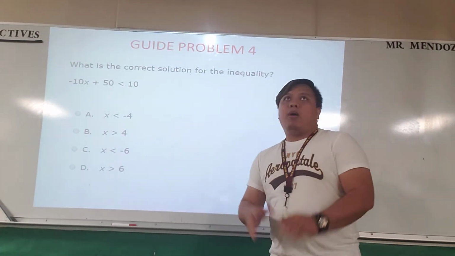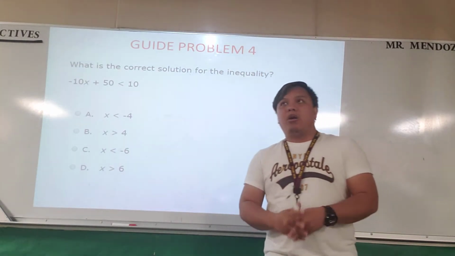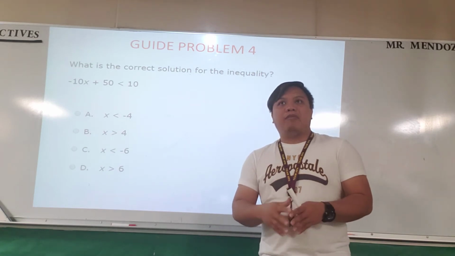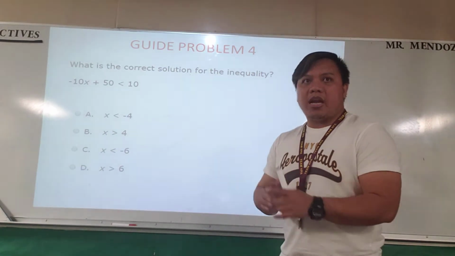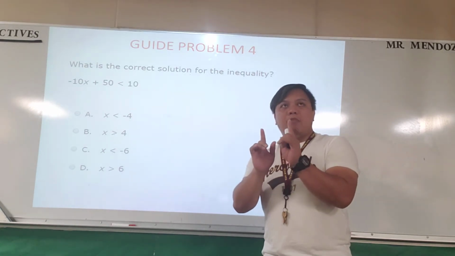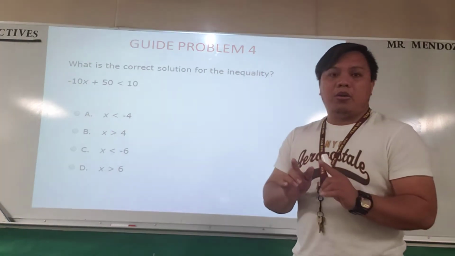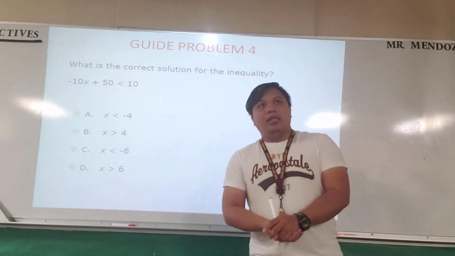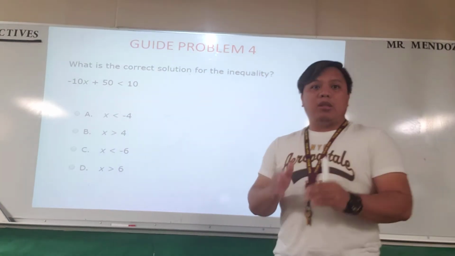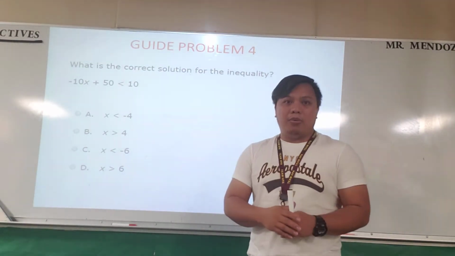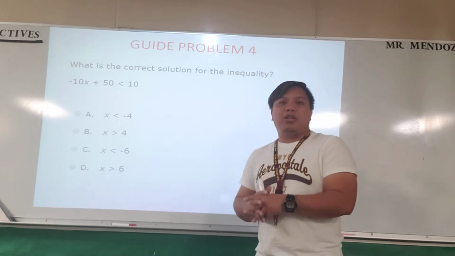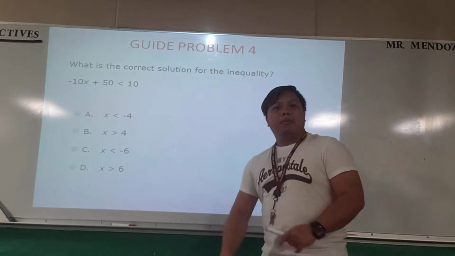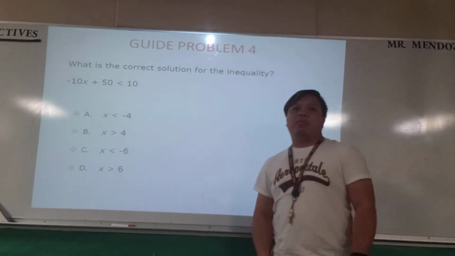Whenever you are dividing or multiplying by a negative number, the symbol must reverse. If you divide by a negative number, less than will reverse to greater than, or at the same time, if it's greater than, it should be reversed into less than. That only happens whenever you are multiplying or dividing by a negative number. But if it's not a negative number that you're dividing, the symbol stays the same. It's as is. Okay, now we proceed to our guide problem number 4.